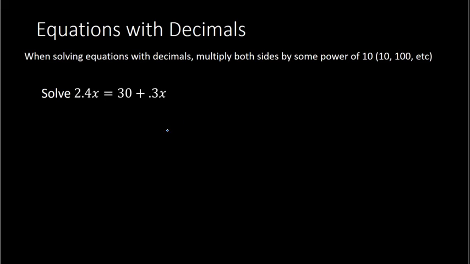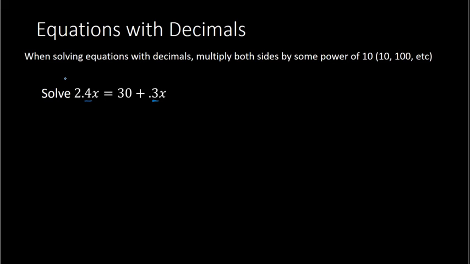So for example, if we had an equation like this, where we have 2.4x equals 30 plus 0.3x. I look to see which number has the most digits past the decimal point. And so for both 2.4 and 0.3, we just have one digit past the decimal place. And so what I can do is multiply by 10 to the first power, because we have one digit after the decimal. So I multiply everything by 10.